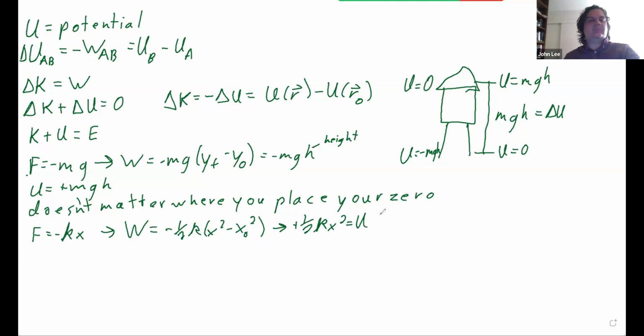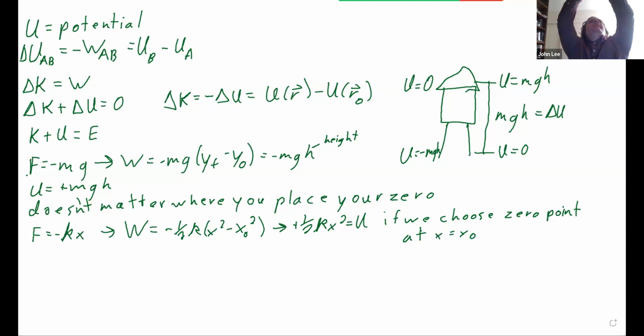If we choose our initial point, if we choose 0 U to be at that initial point x naught, if we choose to zero out the potential energy at that point, x equals x naught. Okay, so that's pretty intuitive, I think, based on what we were doing last week.